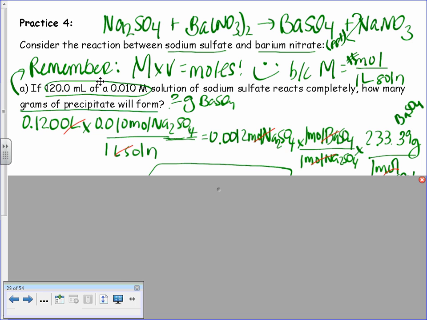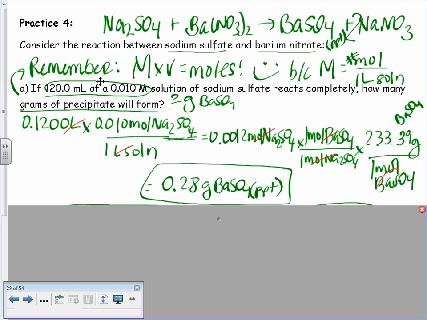So I use my moles of sodium sulfate and use my what here? Mole ratio to get from sodium sulfate to barium sulfate, 1:1, and then I use the molar mass of barium sulfate to go to grams. So that was not a simple process, but once you got to moles, you should have known what to do from there. Specifically, you'd written your BC first. So that was 0.28 grams.